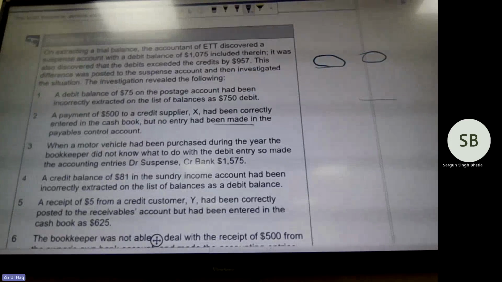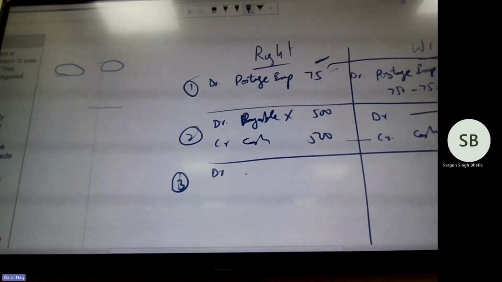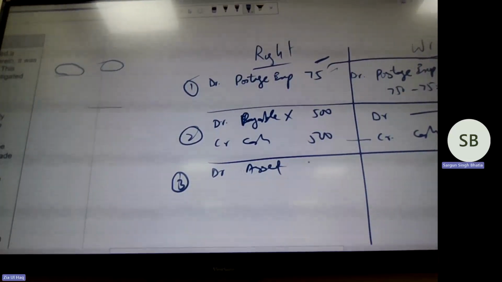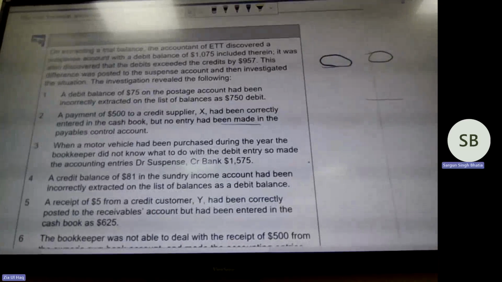When a motor vehicle had been purchased during the year, the bookkeeper didn't know what to do with the debit entry. What could be the entry of buying a motor vehicle on cash? Debit asset, motor vehicle debit and cash credit. But what to do with the debit entry? So he made the accounting entry suspense debit and bank credit with 1575. Instead of debit asset and credit bank or cash, with how much amount? Motor vehicle, it's 1575.